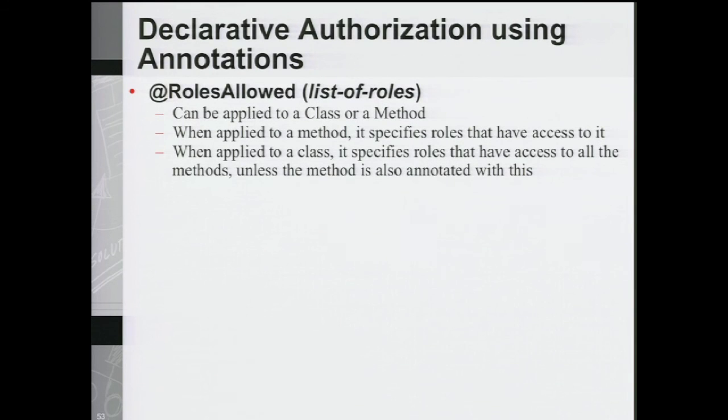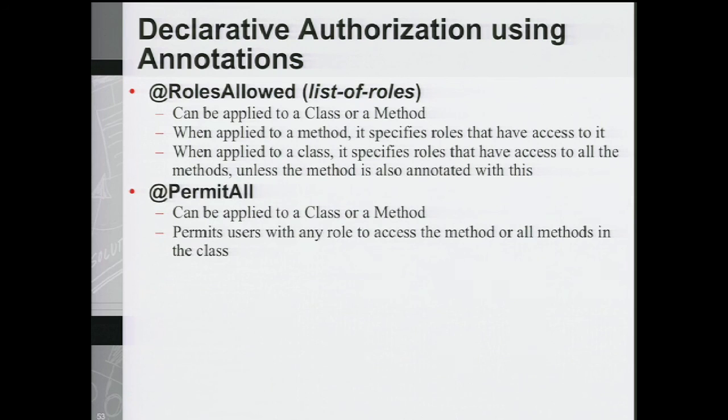So we looked at a few annotations in the web tier, and in the EJB tier there's some overlap, but there are three major annotations. One of them is roles allowed. It basically takes an enumeration of roles, a list of roles, which can be applied to either a class or a method. Obviously when applied to a method, it says what are all the roles that are allowed to access this method. When applied to a class, it says what are all the roles that can access all the methods in that class. There's also a permit all annotation. Again, as the name implies, it says that any authenticated user with any role can access this specific method or all the methods in the class, depending on where it's applied.